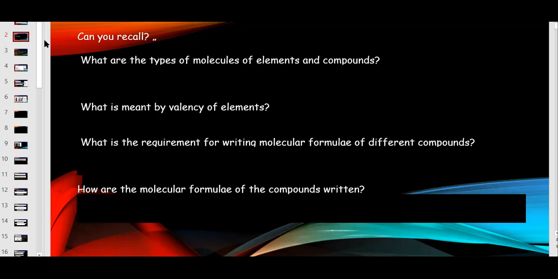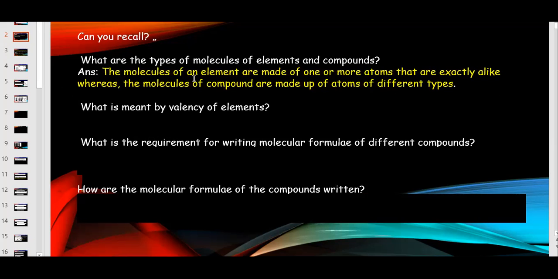Now to begin with the class, there are some questions whose answers we already know, but we still need to recall some things which we have learned in our previous class or earlier year. So, what are the types of molecules of elements and compounds? Here they are asking what is the difference between molecules of elements and molecules of compounds?